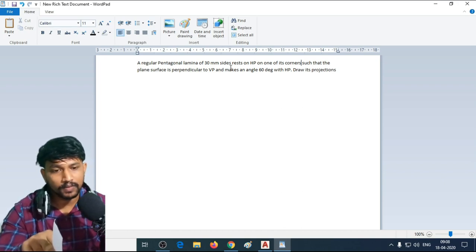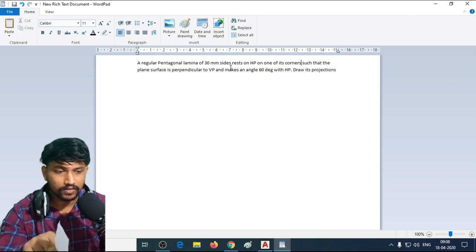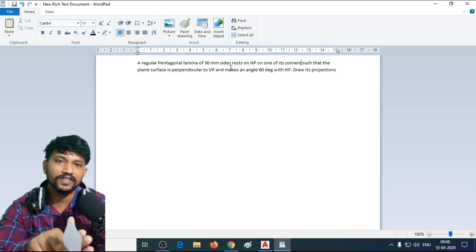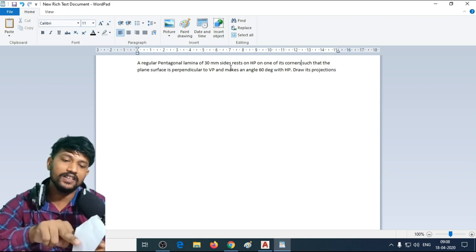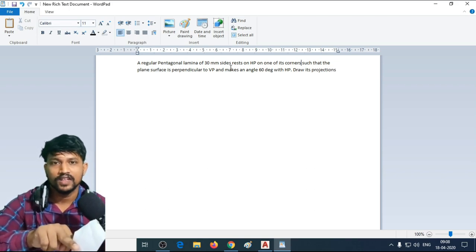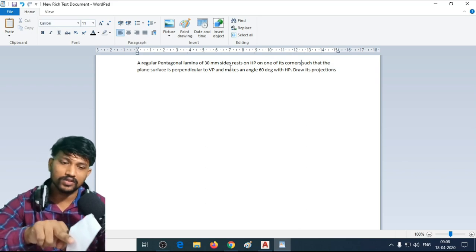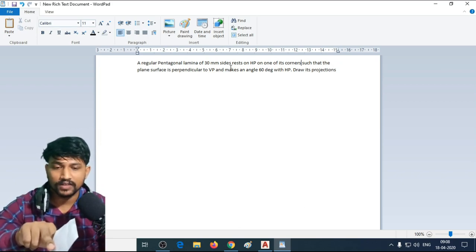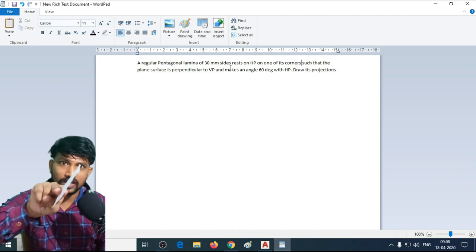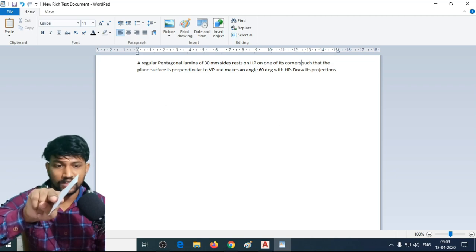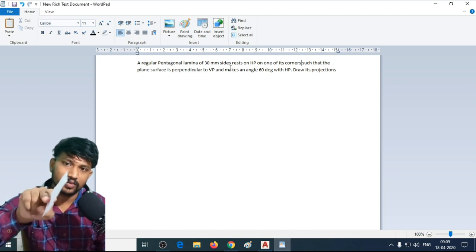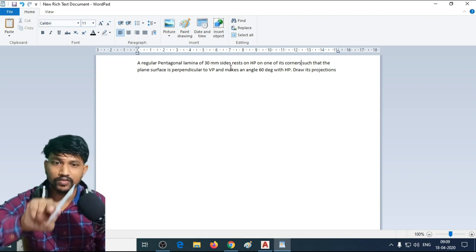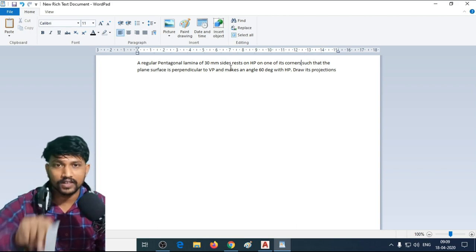And the plane surface is perpendicular to the VP and makes an angle of 60 degrees with the horizontal plane, which means this surface is making an inclination of 60 degrees with the horizontal. If so, how does it look from the front view, and how does it look from the top view? We need to find that. From the front view it will just look like a line, right? So what should be the dimension of that line if there is a pentagon of side 30 mm? That is what we need to find.